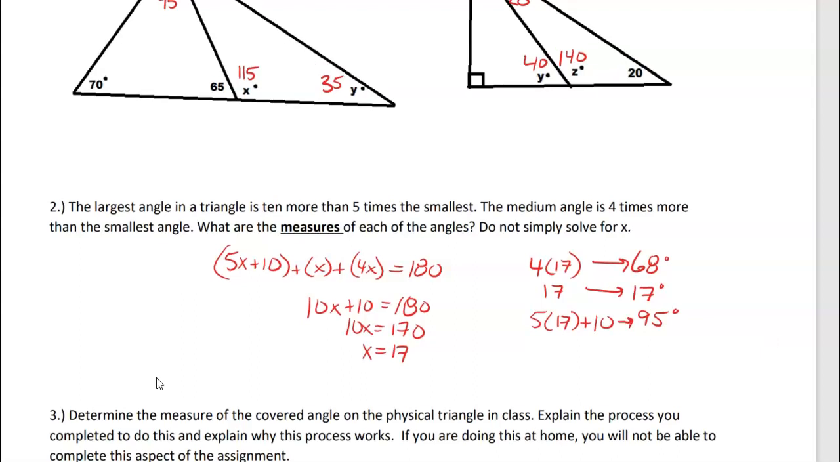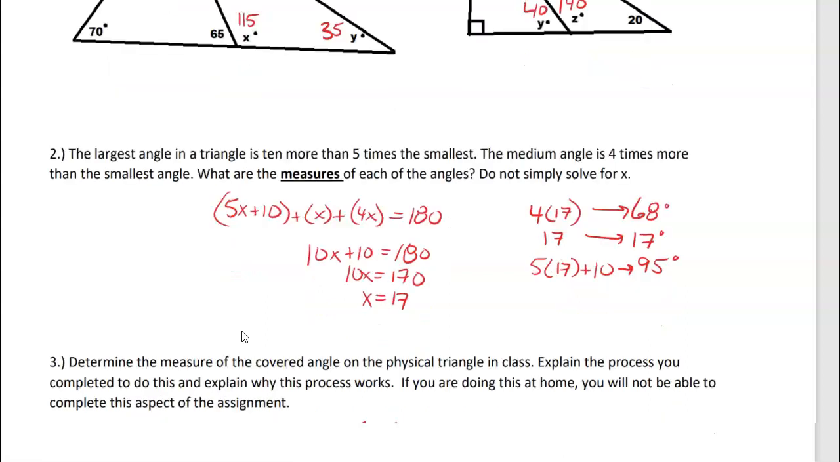So you have your 5x plus 10 plus x plus 4x, and when you add those together, you get 10x plus 10, and that would equal 180 because you have the triangle angle sum theorem, and you end up with x equals 17. Then it says, what are all the angles? So you would just substitute the 17 in for the x in the 5x plus 10, for the x with just an x, and then also substitute the 17 in for the x in the 4x. And you end up getting 68, 17, and 95.